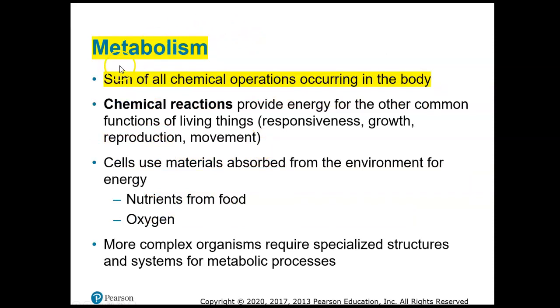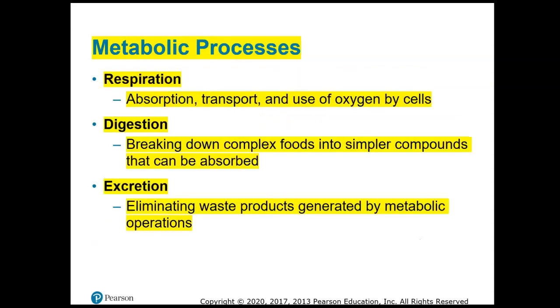Then we have metabolism, which I've just highlighted. This is just the definition of it. It's the sum total of all the chemical reactions or operations that occur in your cells, in your body cells. So all of the chemical reactions that occur in your body is your metabolism. Some of the examples of those metabolic processes or chemical reactions would be respiration. We call that cellular respiration, which occurs in the mitochondria of our cells.